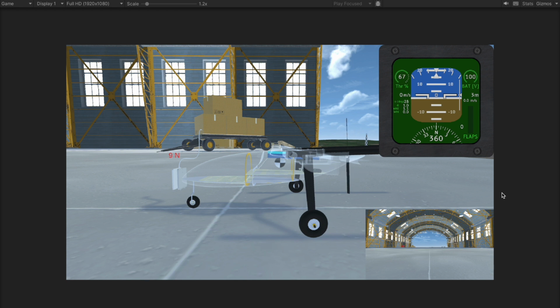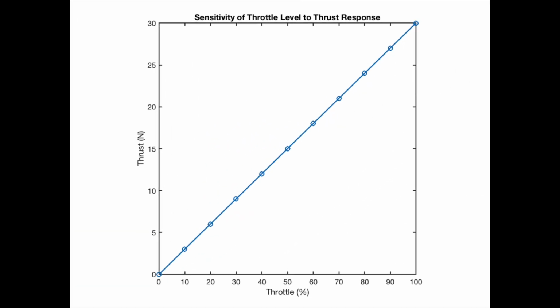The RPM is then increased to 100%, and the recorded thrust is 30 newtons. This thrust data was captured at a number of different RPMs and then plotted, which gives us a sense of the static thrust, which varies across different points.